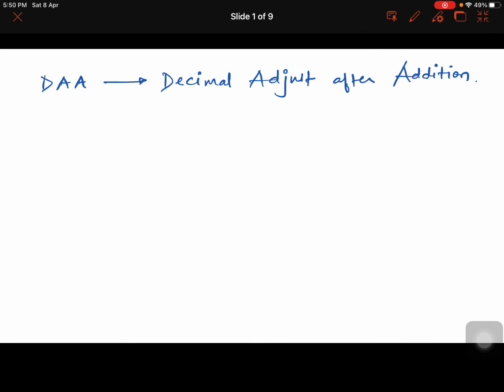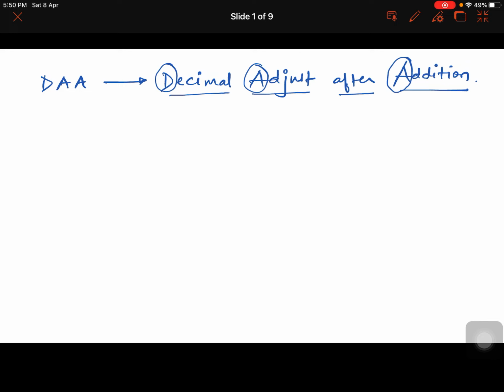Hi guys, let us understand one instruction which is very important from the exam point of view, which is DAA. Now what does DAA stand for? It stands for decimal adjust after addition. So this is a D, this is A and this is A, which makes it the DAA instruction. Let's understand the working of this.